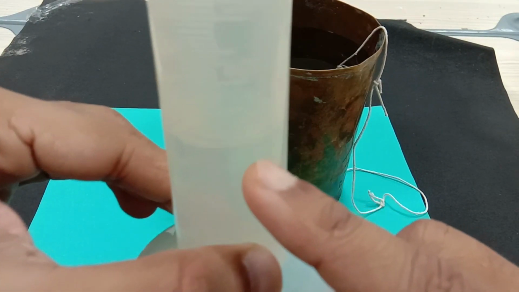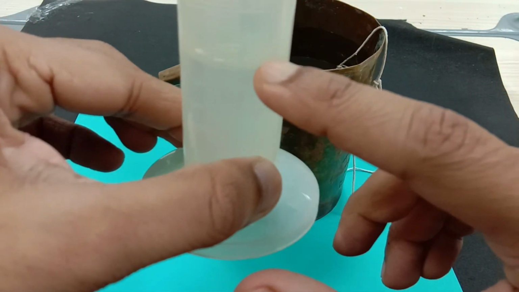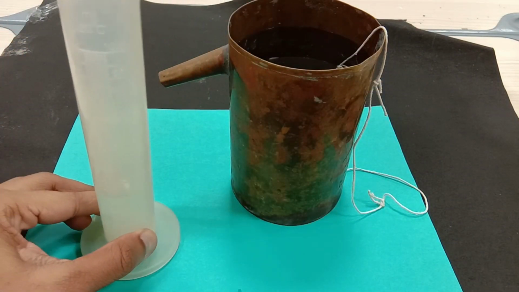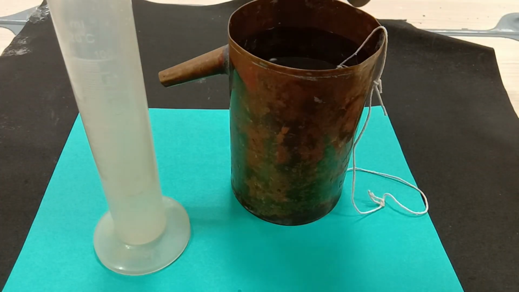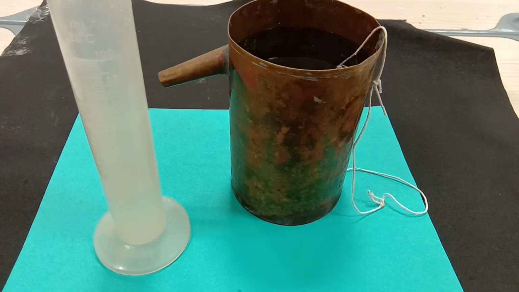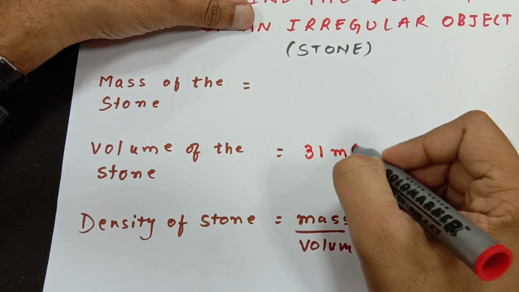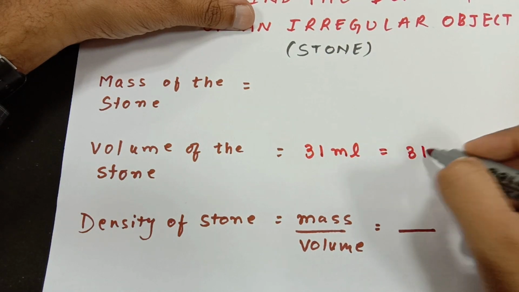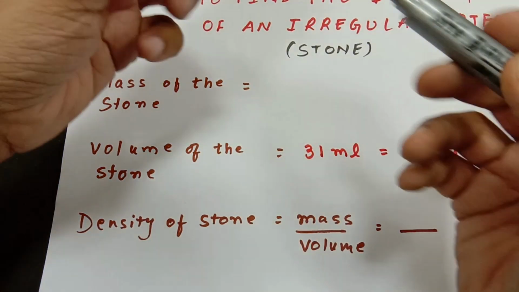It might be very difficult for you to see, but this is 20, this is 30. Now when I keep it straight, the water level is just above it and the reading shows 31 ml. So now I know the volume of the stone is equal to the volume displaced, and that is 31 ml. So now let me note it down. The volume of the stone was 31 ml, and we know that 1 ml is equal to 1 centimeter cube. So this is 31 centimeter cube, that is the volume of the water displaced, same as the volume of the stone.